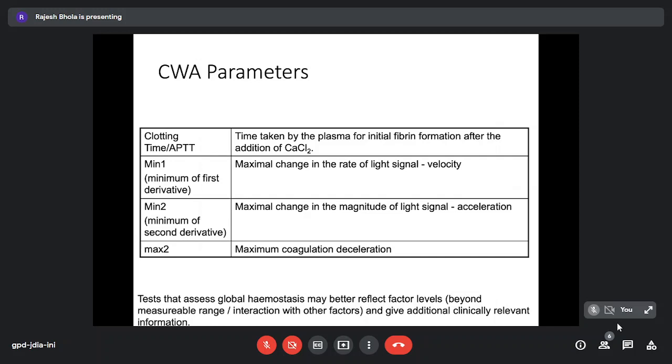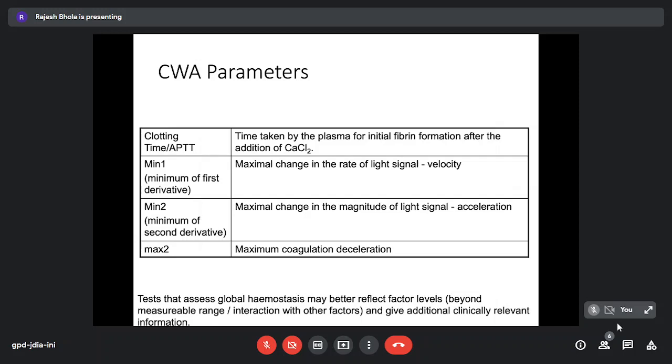So mean one is the maximal change in the rate of light signal, that is the velocity at which speed the clot is getting formed. And mean 2 is the maximal change in the magnitude of the light signal, that is the acceleration. And max 2 is the maximal coagulation deceleration. So clot waveform analysis is the kinetic representation of the formation of the clot.